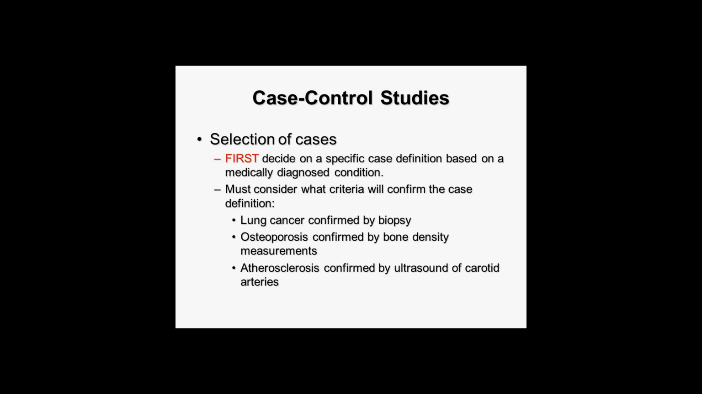But we have these case definitions, which are a set of clinical symptoms in addition to any sort of laboratory test that must be done to ensure that the person actually does have the disease of interest right there. So we can take this example right there, looking at lung cancer. So lung cancer confirmed by biopsy from lung tissue. Osteoporosis confirmed by bone density measurements. Atherosclerosis confirmed by ultrasound of carotid arteries right there.